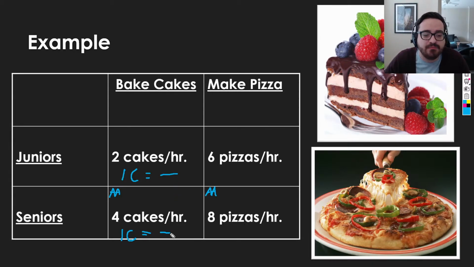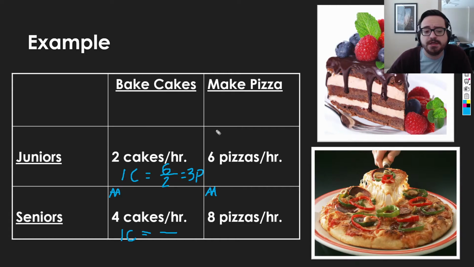Which means I'm really finding the per unit opportunity cost here. I'm taking whatever I'm giving up, that would be 6 pizzas, over whatever I'm gaining, 2 cakes. 6 over 2, which I can simplify down to 3 pizzas. Now, if the math confused you for a second, zoom out of the math. Listen to what I'm about to say. Every time they bake a cake, they could have made 3 pizzas, right? If they could make 2 cakes in an hour or 6 pizzas in an hour, that means every cake they baked, they could have made 3 pizzas. Does that make logical sense?